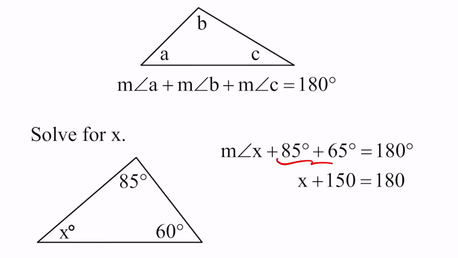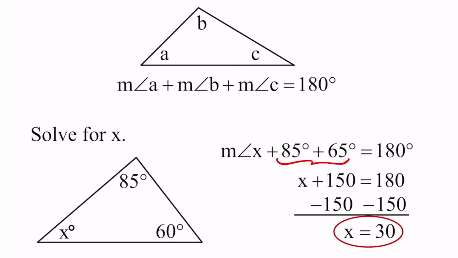So I'm going to combine my like terms here. 85 plus 65 is 150. And now I have just a nice one-step equation. 150 is being added to x, so I'm going to have to do the opposite of that, which is subtract 150 from both sides. And x is going to equal 30, or 30 degrees in this case. And then just make sure it makes sense. This looks like an acute angle, and 30 degrees is definitely acute. If you did something wrong with your calculations and ended up with 130 degrees, looking at this angle, that does not look like 130 degrees. It does look like 30 degrees.